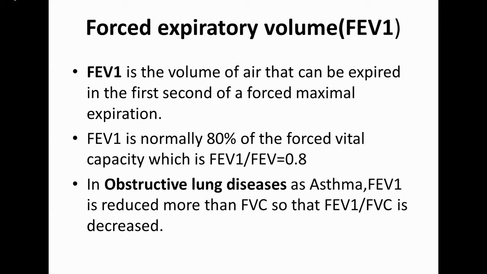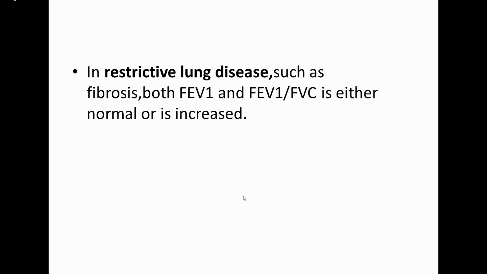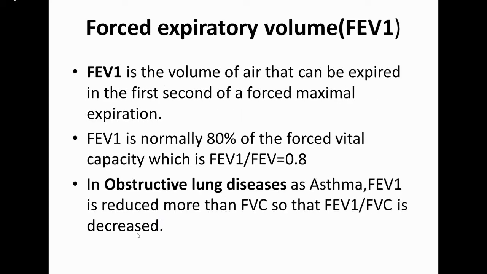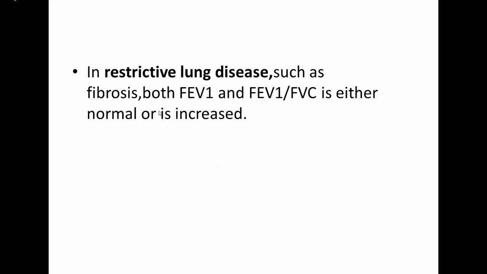In obstructive lung diseases, as in asthma, FEV1 is reduced relative to the FVC. Obstructive disease is understandable. It means a lung disease in which there is an obstruction within the trachea, the bronchi and bronchioles. But in restrictive lung diseases, due to fibrosis or destroyed lung tissue, the FEV1 will be normal or it may be increased.